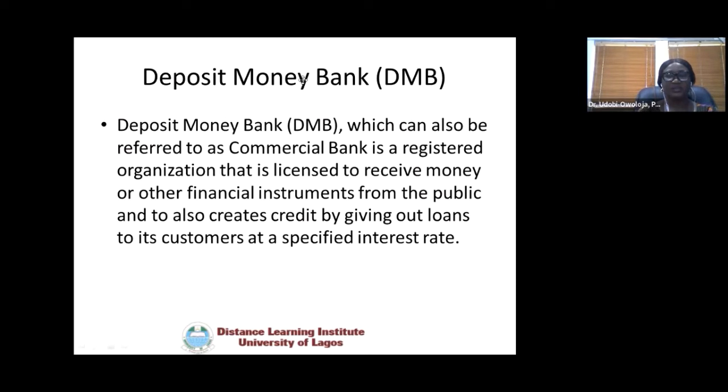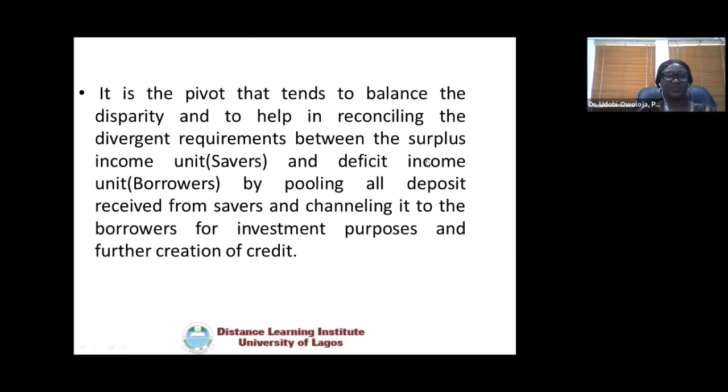So quickly, we'll be looking at deposit money bank. Deposit money bank, which can also be referred to as commercial bank, is a registered organization that is licensed to receive money or other financial instruments from the public and to also create credit by giving a loan to its customers at a specified interest rate. It is the pivot that tends to balance the disparity and to help in reconciling the divergent requirements between the surplus income unit and the deficit income unit.